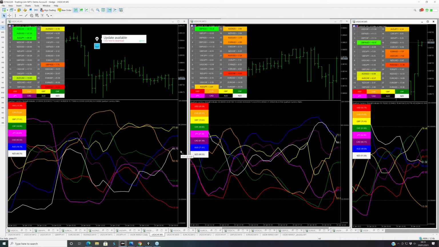So what we can see this morning, and this is what I said about using the matrix as a kind of scanner, is that I've highlighted what I can see here.